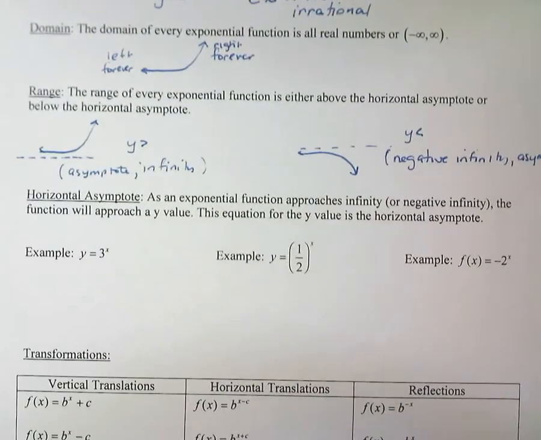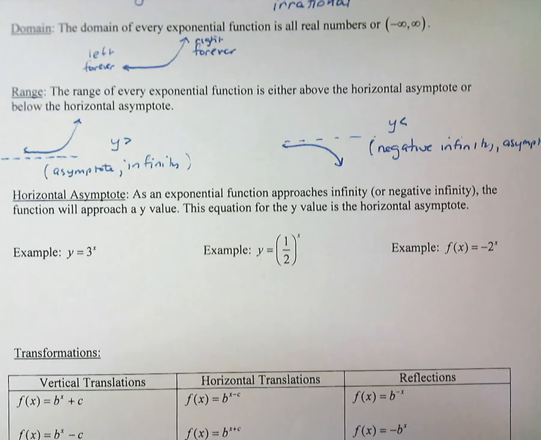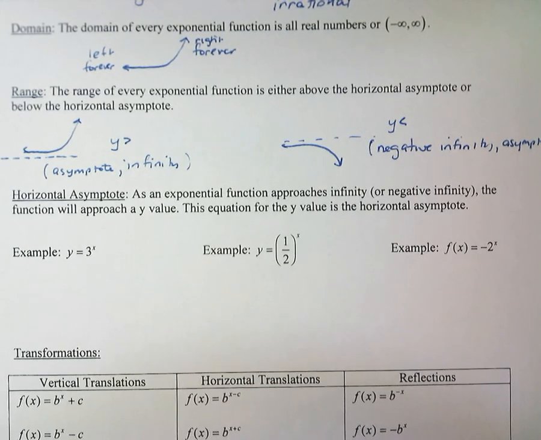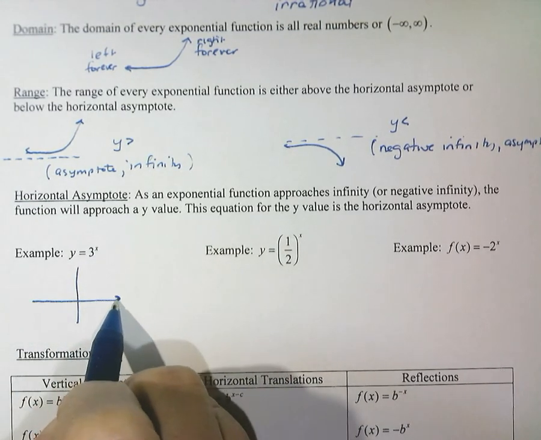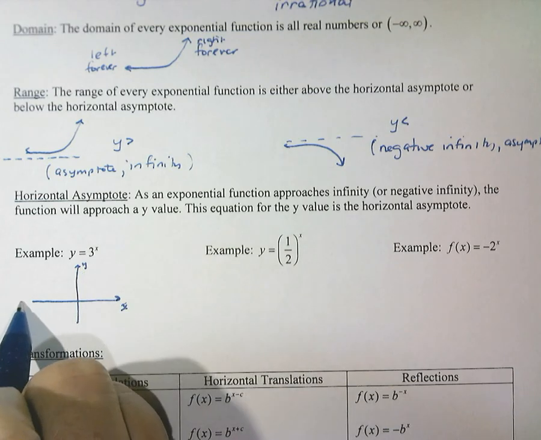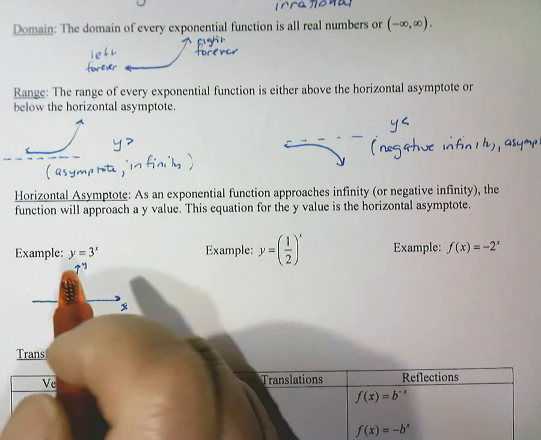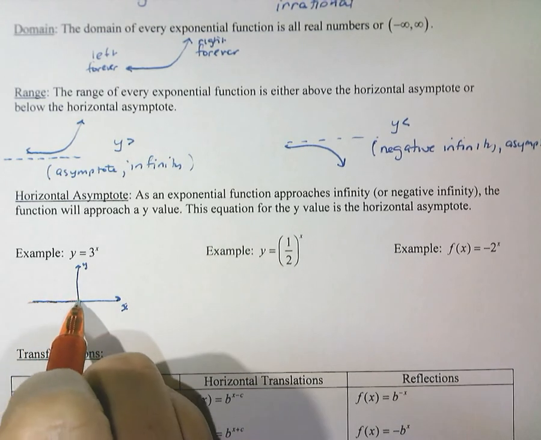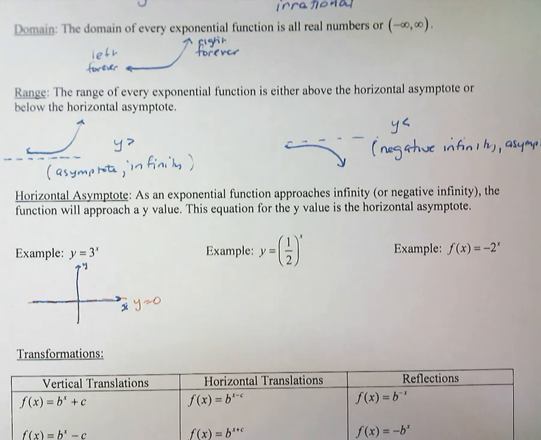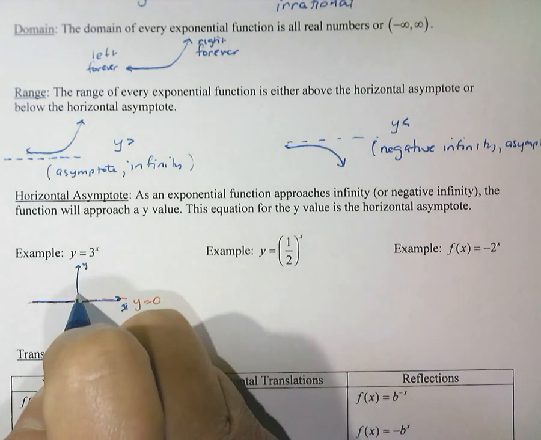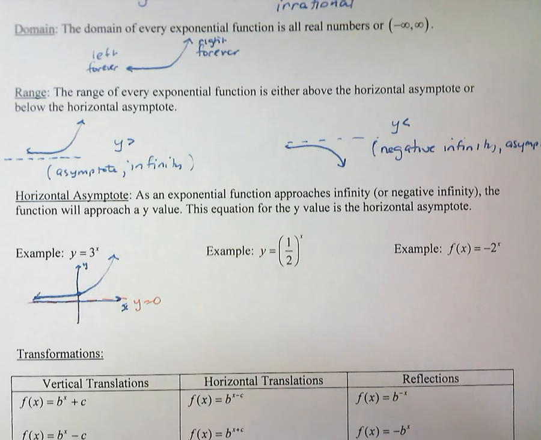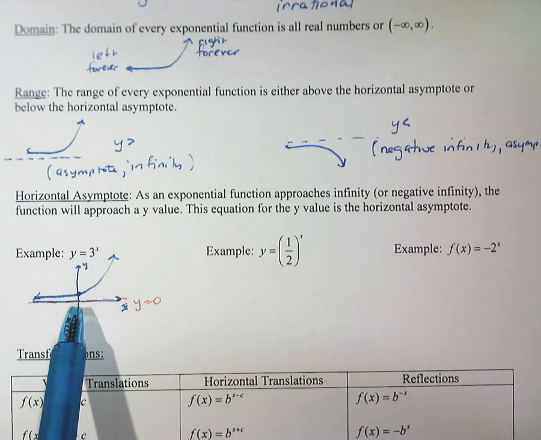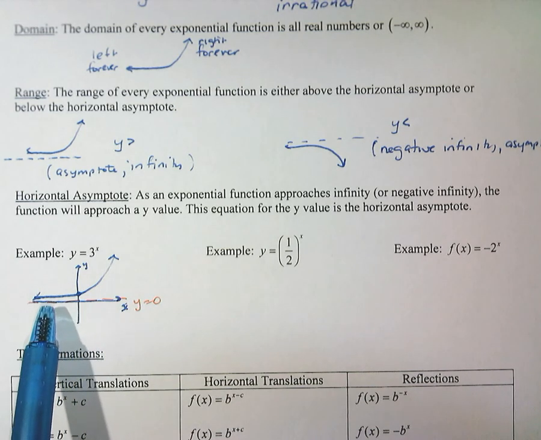So some different examples. If I had y equals 3 to the x. So what happens with y equals 3 to the x is, here is your x-axis and your y-axis. There is a horizontal asymptote at y equals 0. It's always going to go through this point 0, 1, and it's going to look like this. So this horizontal asymptote occurs for every single exponential function.